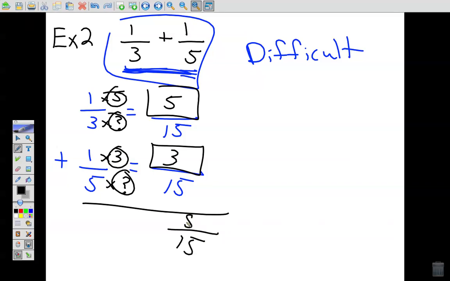Let's see, 5 and 3 is 8. Now, is it in lowest terms? Can I divide both these by, and I'm just going to write these out. I'm not going to do this all the time because it takes a little time to do and you probably don't want to listen to it all the time.